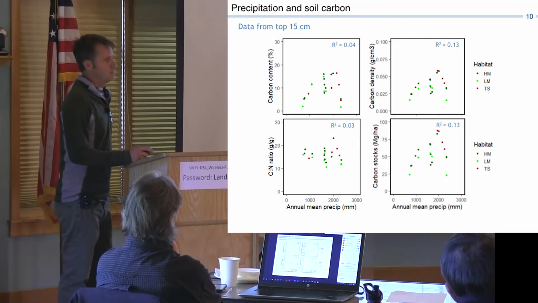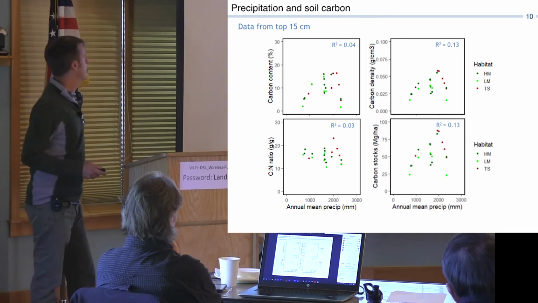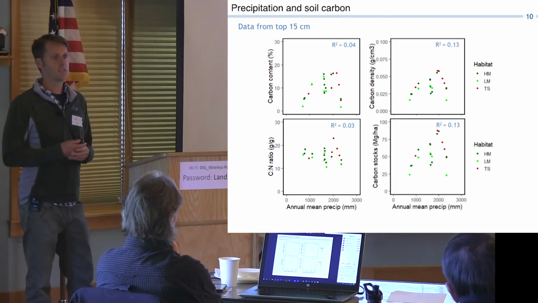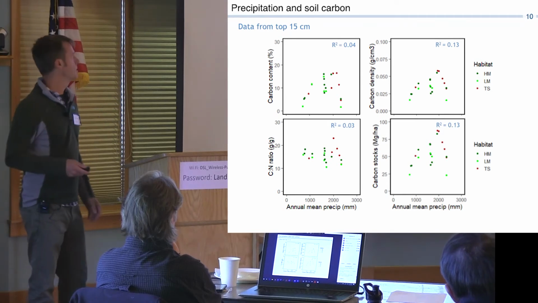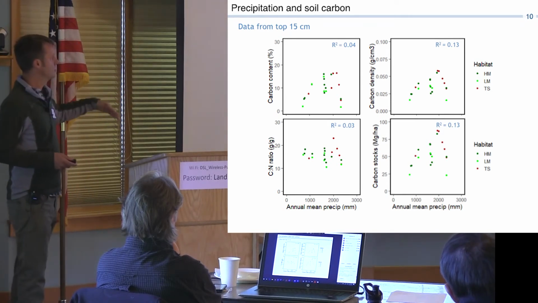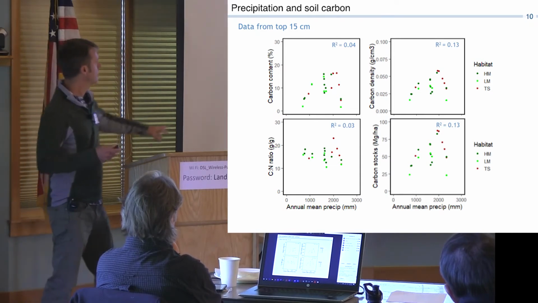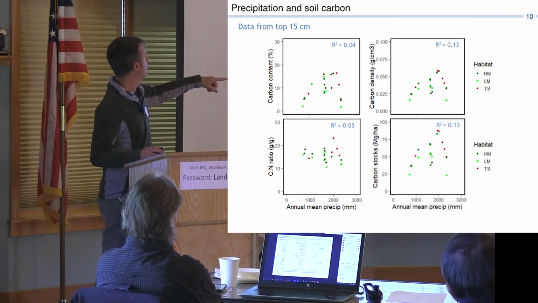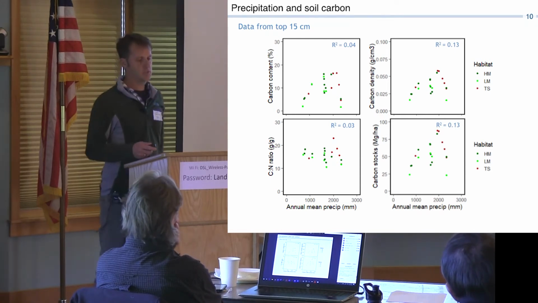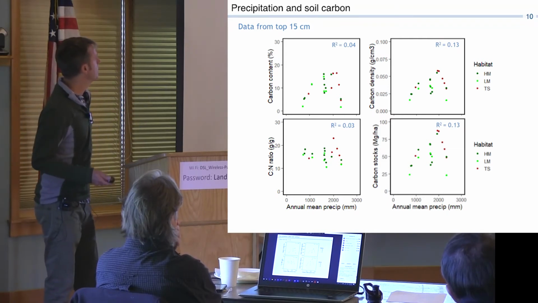These are the relationships between precipitation and some of the metrics of soil carbon. So we looked at carbon content, just the percentage of carbon in the soil, the carbon density, so grams per cubic meter, carbon and nitrogen ratios, and then carbon stocks. I think the carbon stocks value there is for the top 15 centimeters only, but we could do that for all the different strata that Boone sampled.